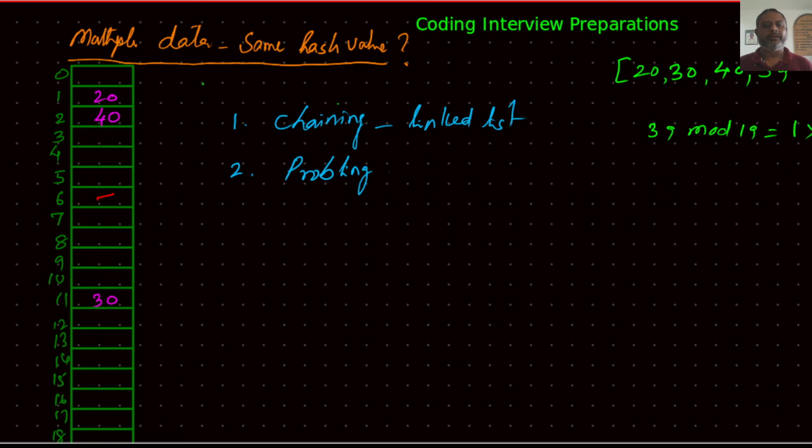Whereas probing is another concept which is basically done in three ways. It can be either linear probing, or quadratic probing, or double hashing. So overall, there are many ways of solving this problem.